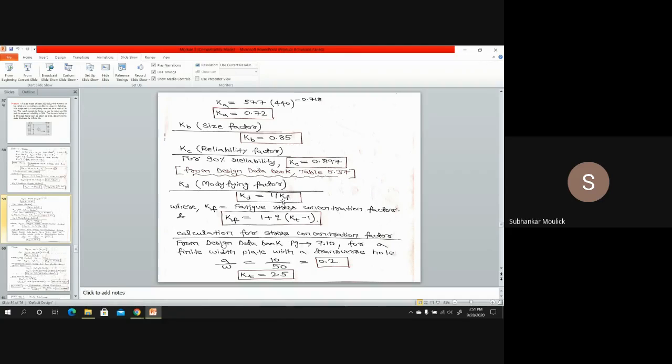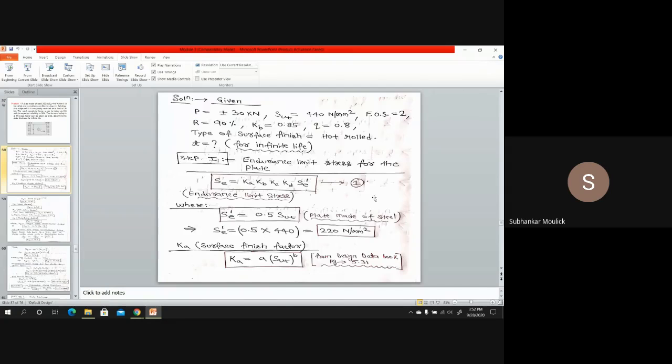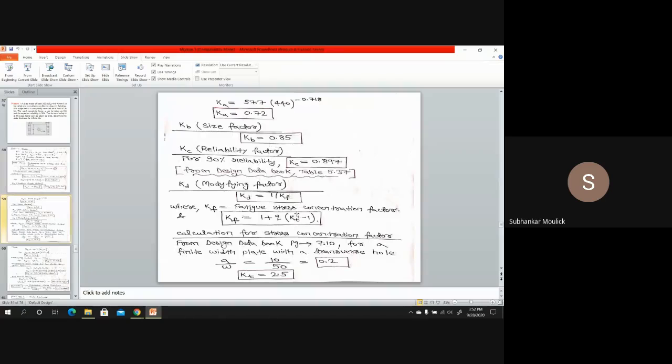And I also know the relationship of Kf. Kf, that is the fatigue stress concentration factor, is equal to 1 plus q times (Kt minus 1). What is q? q is the notch sensitivity factor. And if you see in the question, is the notch sensitivity factor given to you? Yes, it is given to you. Read this line: notch sensitivity factor q is 0.8. So q is given to you, 0.8, but Kt is not given to you.